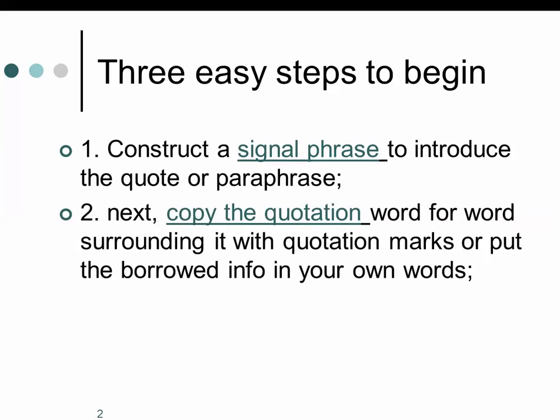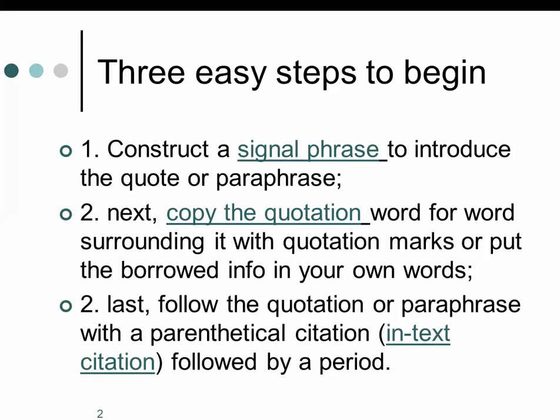Second thing, you want to copy the quotation word for word if you're surrounding it with quotation marks. If you're not borrowing the language but giving the import of the passage in your own words, you still have to cite because it's borrowed information, it's borrowed ideas. So you don't need quotations if you put the borrowed information in your own words, but you do need the signal phrase and the in-text citation because it's borrowed ideas.